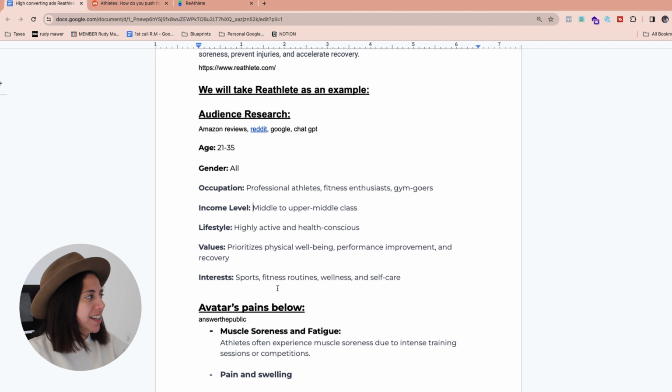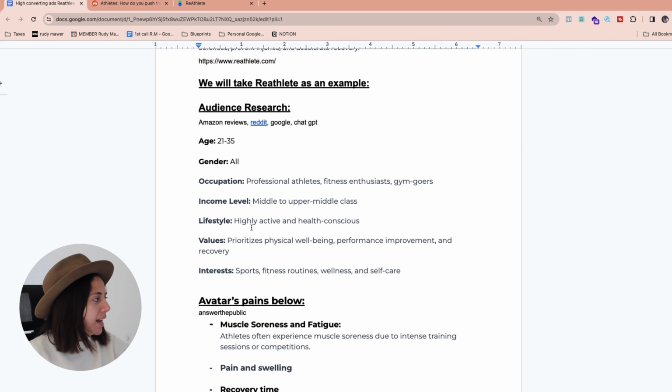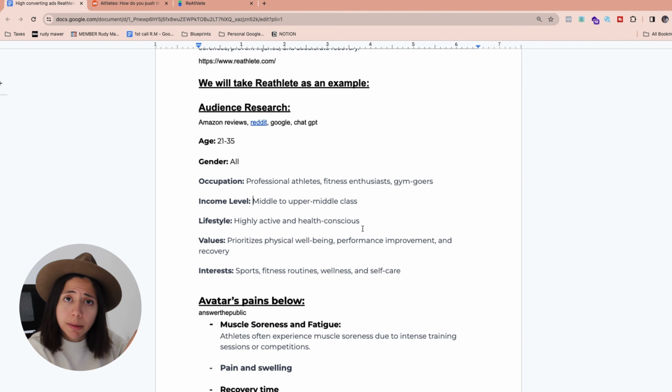Obviously, this exercise sometimes seems all obvious, but once you put it all down on paper, you're going to see that there are things that will pop up that you haven't thought about, right? Lifestyle, I would put highly active and health conscious. So obviously over here, think about what is the lifestyle of your customer.